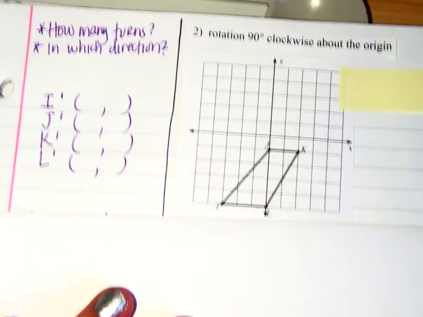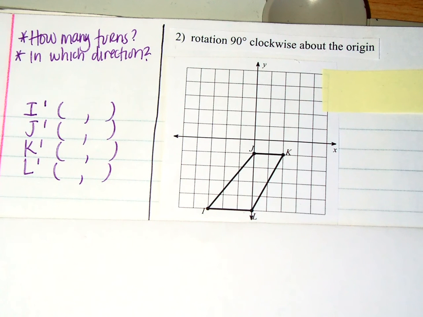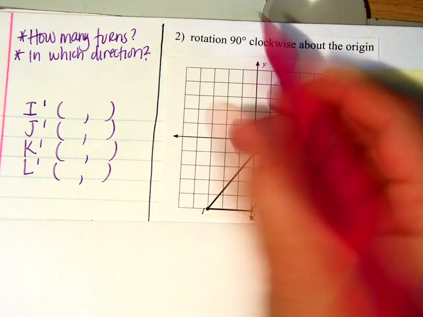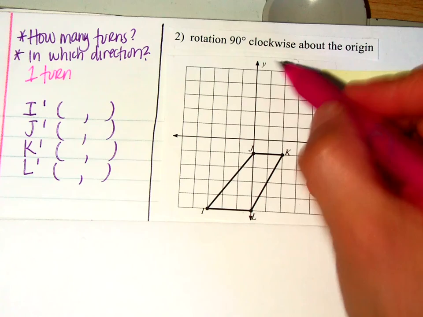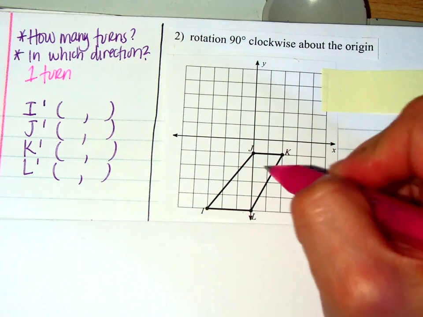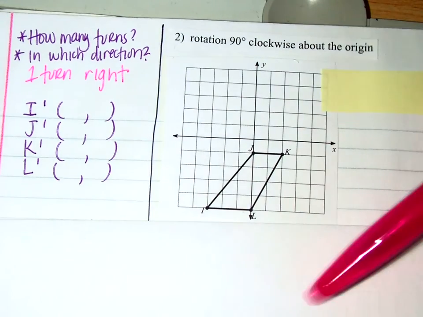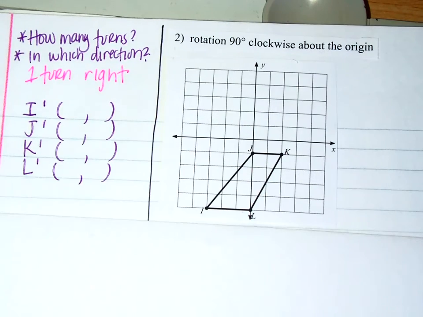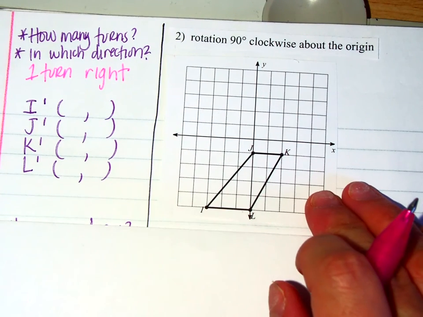Okay. So in this particular picture, we're going to be rotating 90 degrees clockwise about the origin. So you need to decide how many turns and in which direction. So 90 degrees I know is just one turn. And clockwise is the way of the clock, so that means that we're going to go towards the right. So I'm going to say one turn right. Okay? So let's take our graph here, and we're going to turn it one turn to the right.